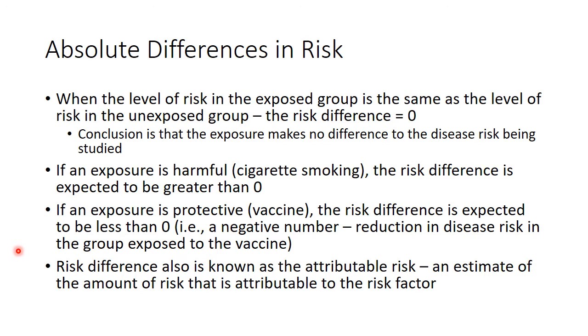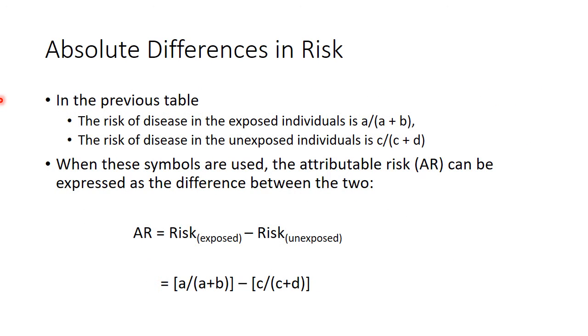So another name for this risk difference is also going to be attributable risk, and so it's just going to be an estimate of the amount of risk that is going to be attributable to that particular risk factor, right? So the amount of risk that is attributable to cigarette smoking in the development of lung cancer. So you can kind of think about it like that.